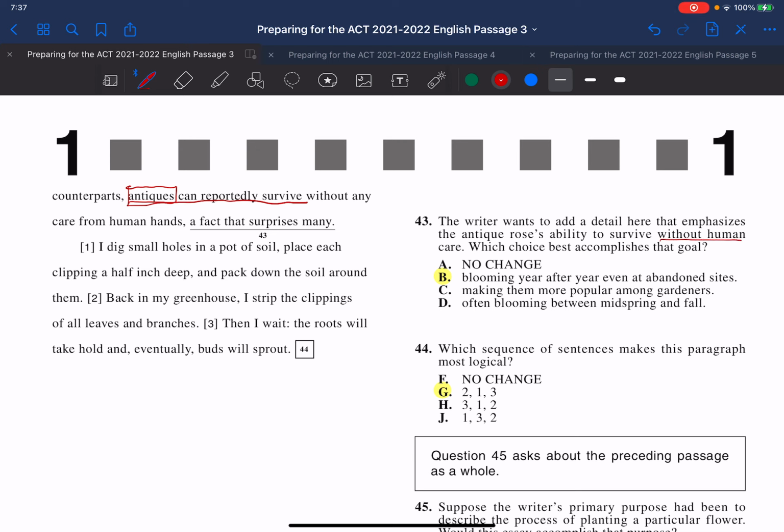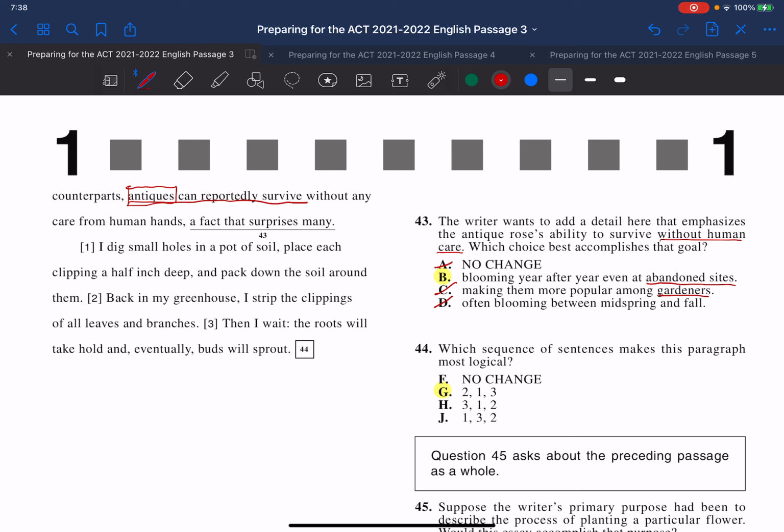So without human care. So which choice? A fact that surprises many. Well, it's surprising, but that doesn't mean they can survive. So definitely not letter A. Blooming year after year, even at abandoned sites. So if a site is abandoned, no one's there to take care of it, so that's a good reason for letter B. Letter C, making them more popular among gardeners. Again, gardeners tend to care a lot for their plants. That doesn't mean that they can grow without care. And then letter D, often blooming between mid-spring and fall. Well, the time of year doesn't matter. What we want to know is, can it grow without care?